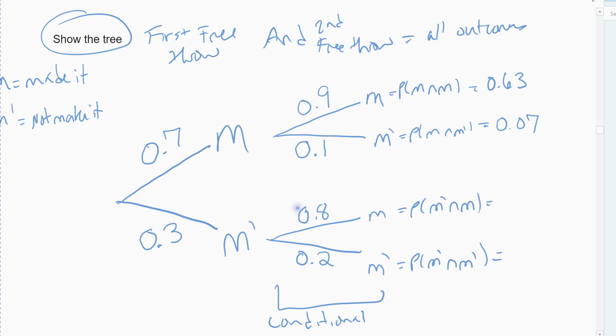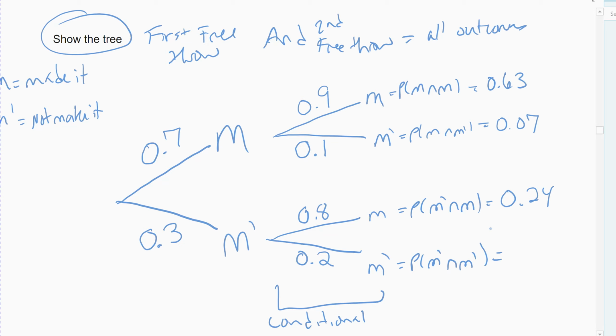So 0.3 times 0.8 comes out to 0.24. So the probability she misses the first but then makes the second is 0.24. So there's a 24% chance she misses the first free throw, but then makes the second free throw. Alright, so that's that case, 24% chance.